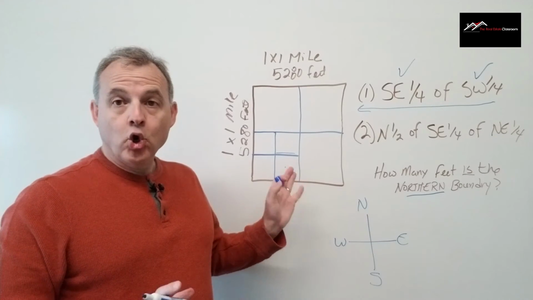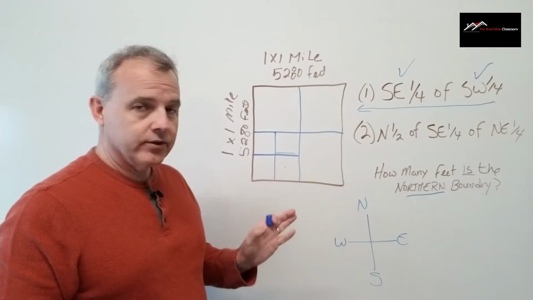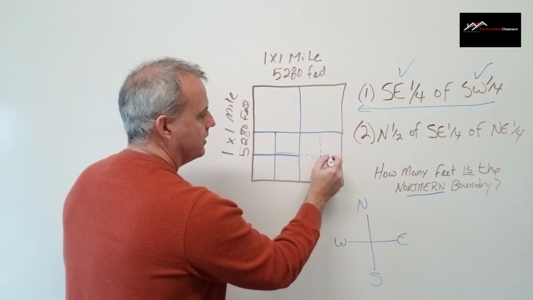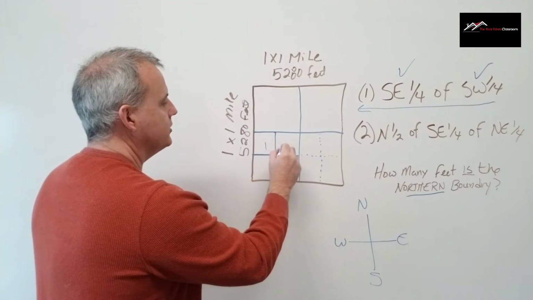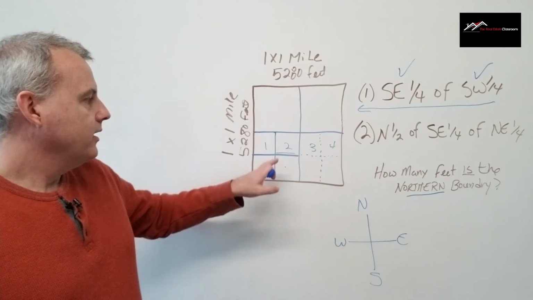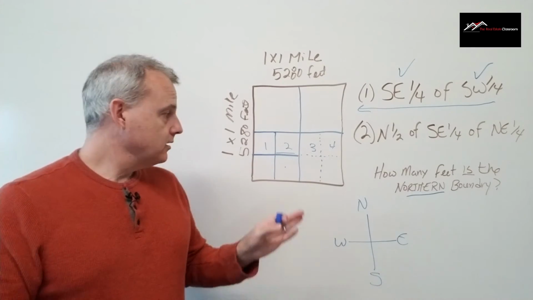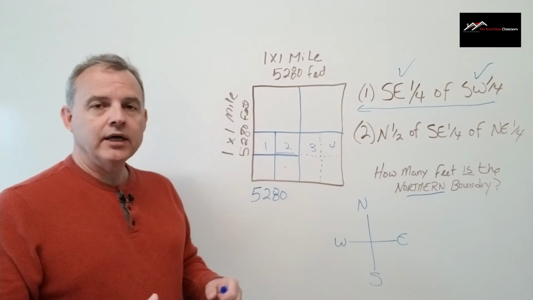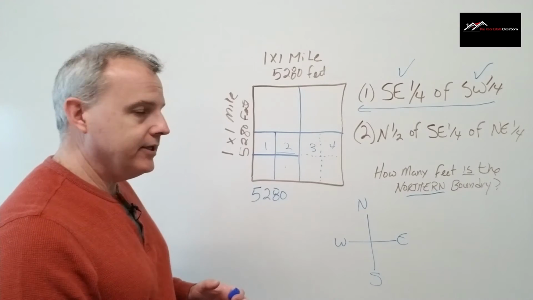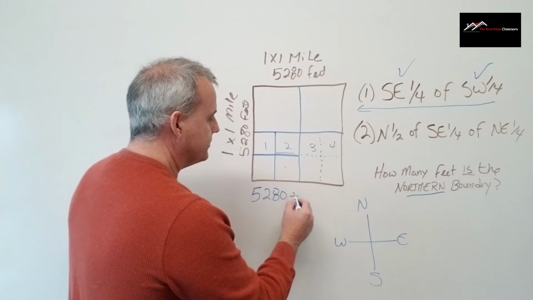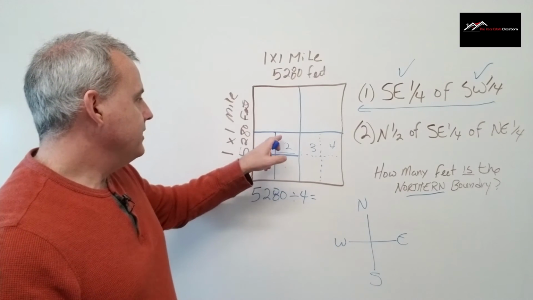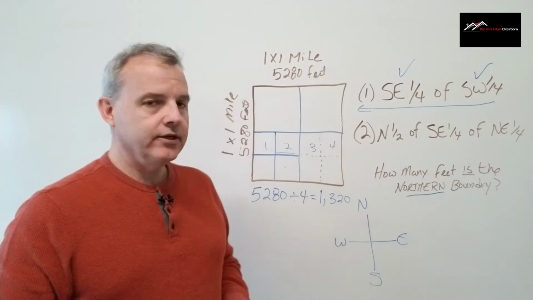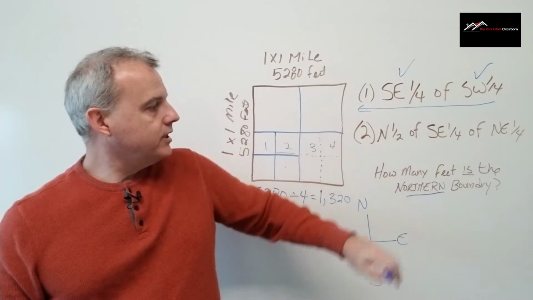So we know that this has been quartered out, which means 25%, right? So if we were to draw imaginary lines and quarter out this side, we would have 1, 2, 3, 4 quarters. They want to know the linear feet in the northern boundary. So we know there's 5,280 linear feet in 1 mile. So to calculate this, we divide it by 4. That means the northern boundary here is 1,320 linear feet. So that's the answer to question number 1.